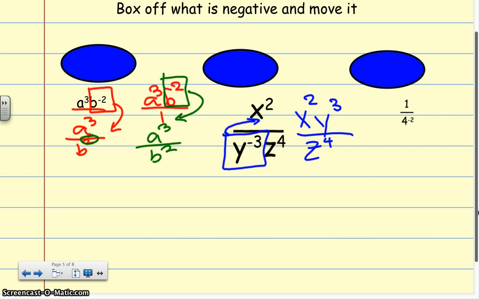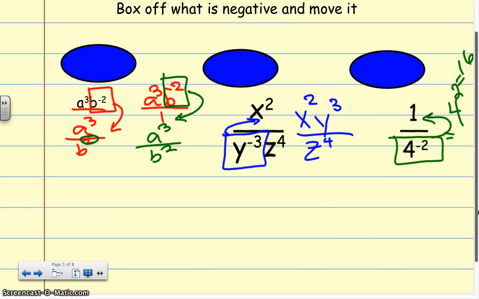Okay, look at the next example. 1 over 4 to the negative 2. So what has the negative exponent? 4. So you move it up to the top. I get 1 over 4 to the negative 2 turns into 4 to the positive 2 times 1, but I'm just getting rid of that, which is 16.